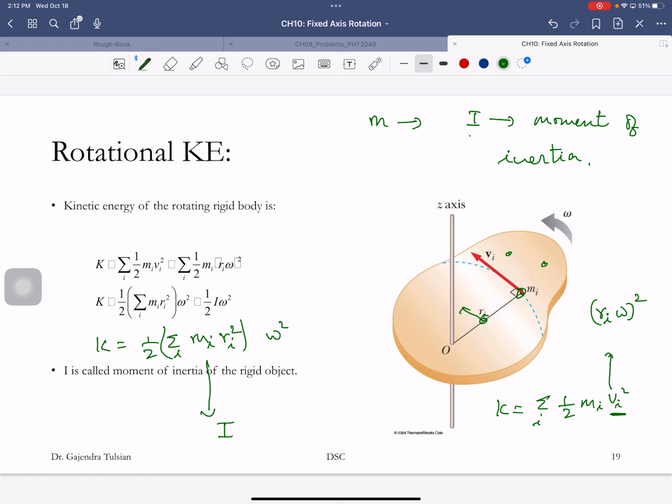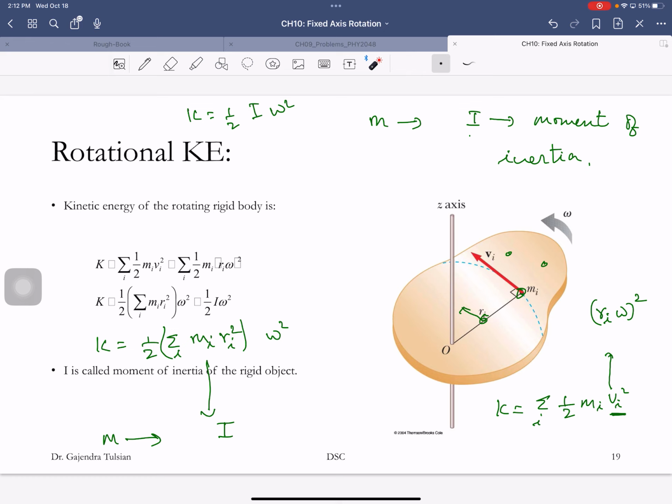So in rotational motion, m gets replaced by I. So the kinetic energy is 1/2 I omega squared. Now let's look at the moment of inertia. The moment of inertia depends on the mass of these pieces and how far the mass is from the axis of rotation.